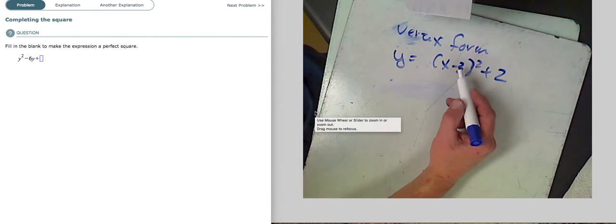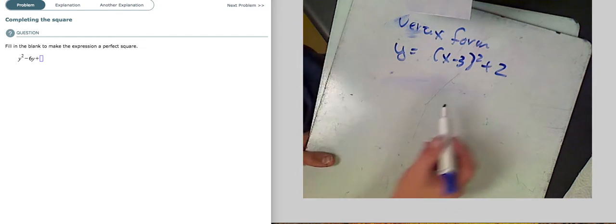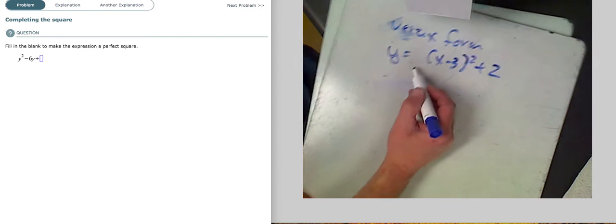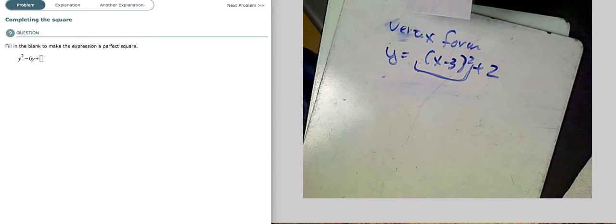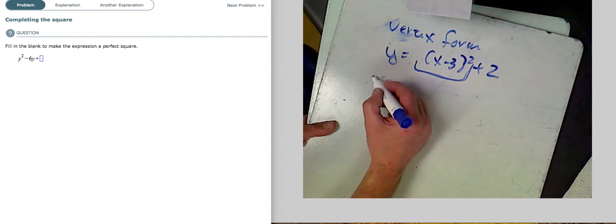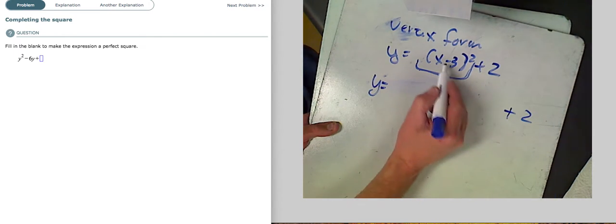So let's talk a little bit about vertex form, and I'm going to pull it apart just a little bit. Here is an equation in vertex form, and I'm going to focus on this part right here and what makes it special. I'm not going to worry too much about this part and this part right now. I'm going to focus on this.